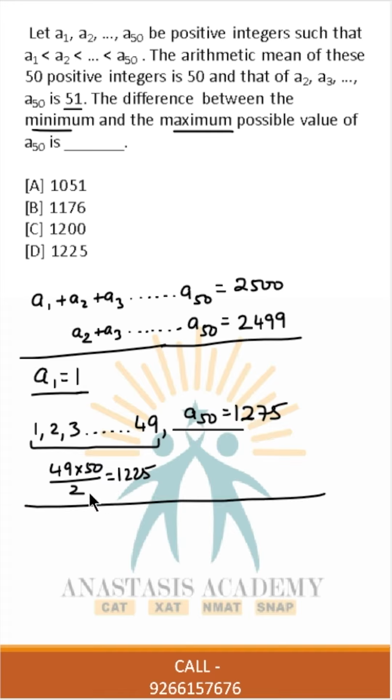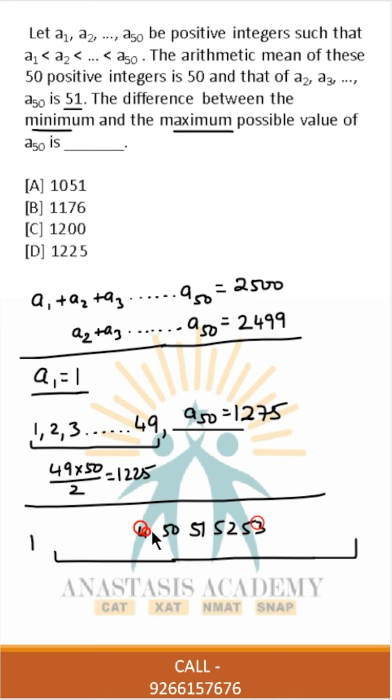In the other instance, I know A1 is 1. Now if I want A50 to be as small as possible, what I would want is the remaining numbers to be distributed in such a way. I know the average of the remaining numbers is 51. So 51 is the middle number. And then you have 52 here, 50 here, 53 here, 49 here. This way, A50 will not become very large.